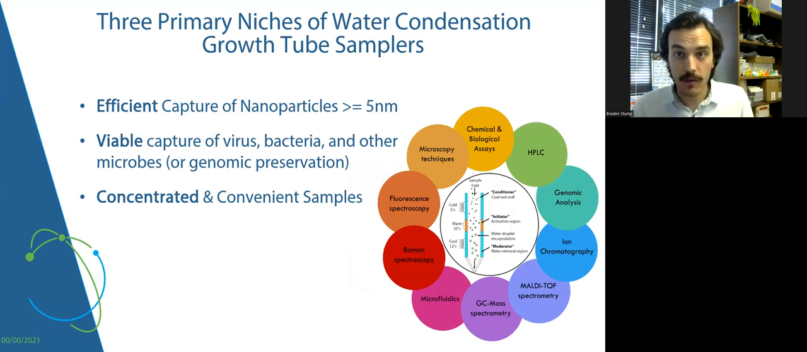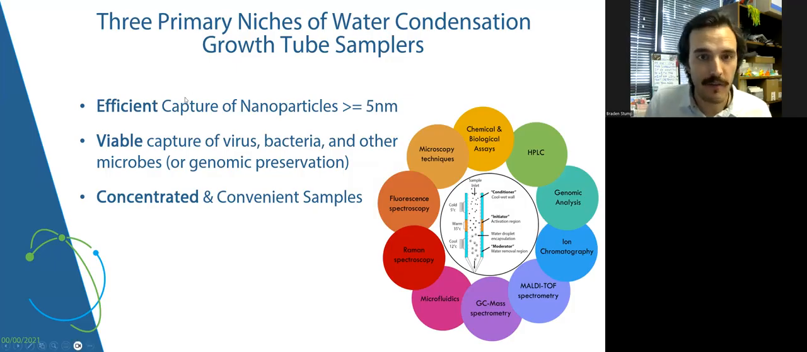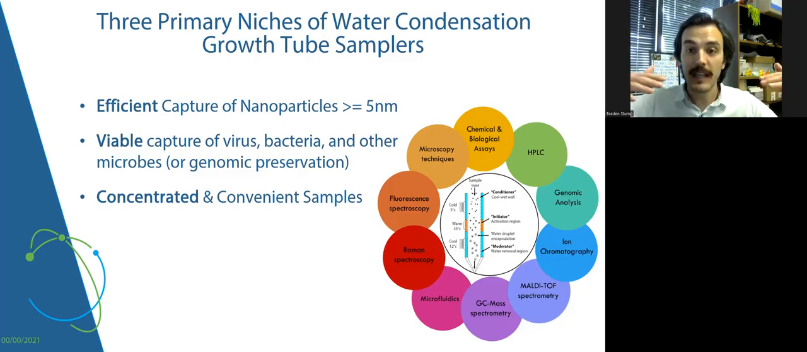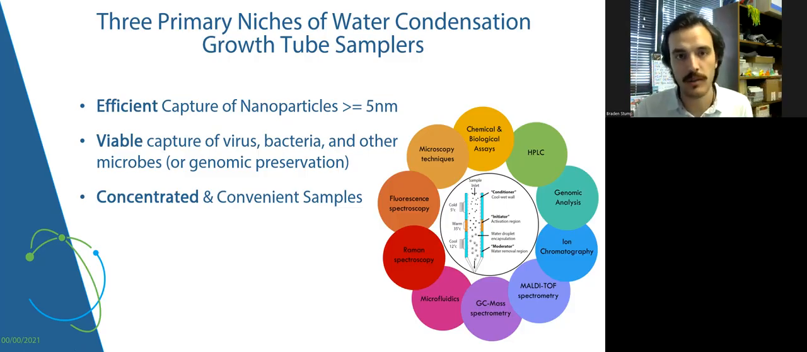That said, the water condensation growth tube sampling technique that Aerosol Devices manufactures and licenses has three primary niches, three primary abilities that really make it competitive compared to this technology. And that's kind of what I wanted to start with as the core of this presentation. Specifically, the first of those three is efficient capture of nanoparticles, greater than or equal to 5 nanometers. The real range of particles that we can sample across is from 5 nanometers to 10 microns, a very wide range, all with effectively even and high collection efficiency, which is great.